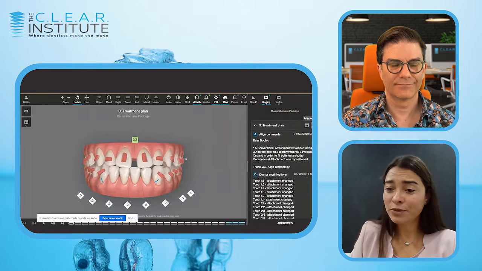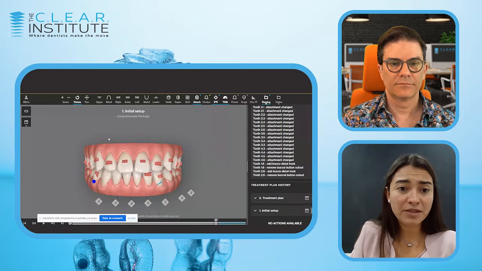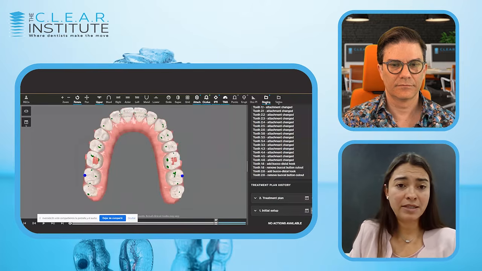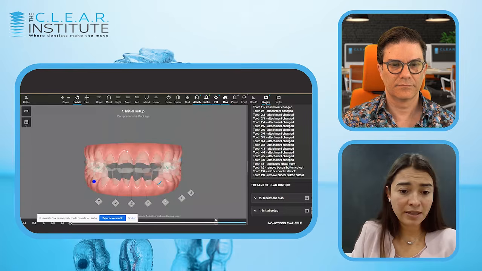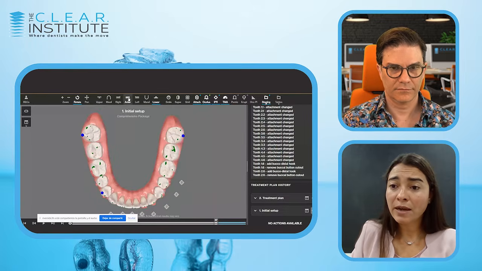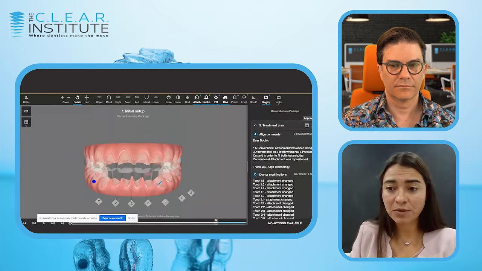But before I go to those changes, let me show you how the occlusion is finishing on this patient. In this initial ClinCheck plan, the patient is finishing with contacts in all of the anterior teeth. Okay? Now, I'm going to show you the optimized treatment plan.